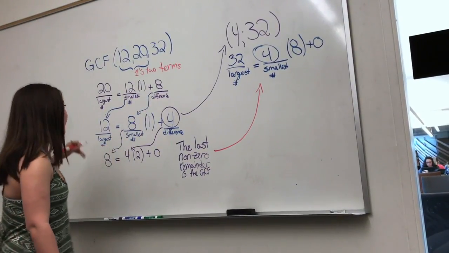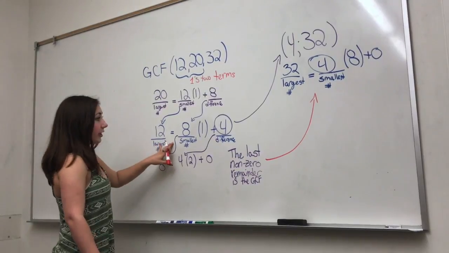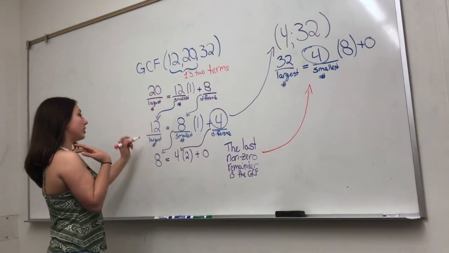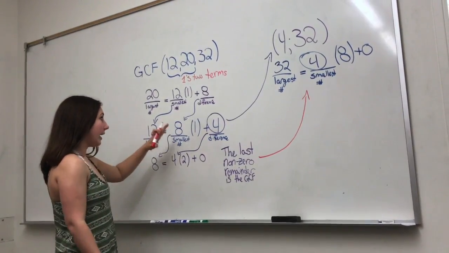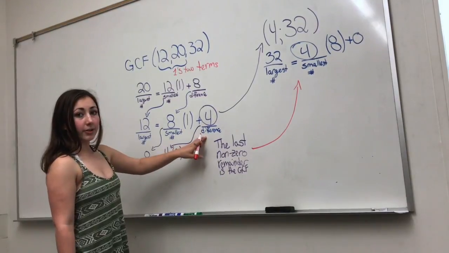And then I'm going to move these 2 numbers that are on the right side of the equal sign down over here and make a whole new equation. And so I'm using 12 as the largest number now, and it equals 8, the smallest number. 8 goes into 12 one time with a remainder of 4.